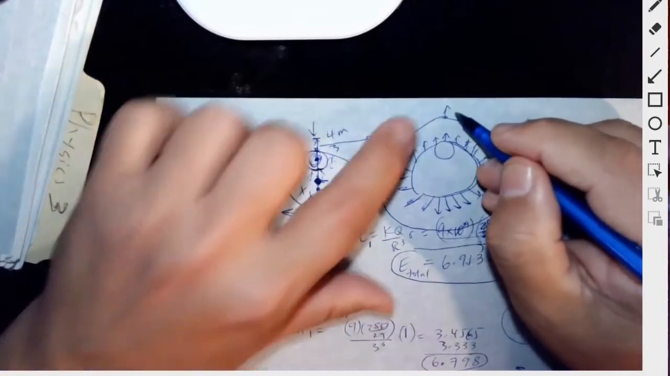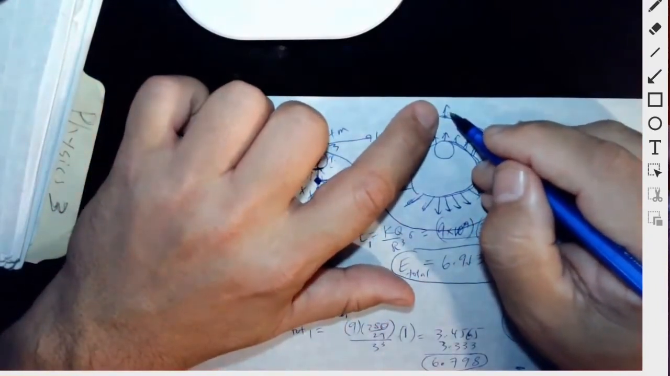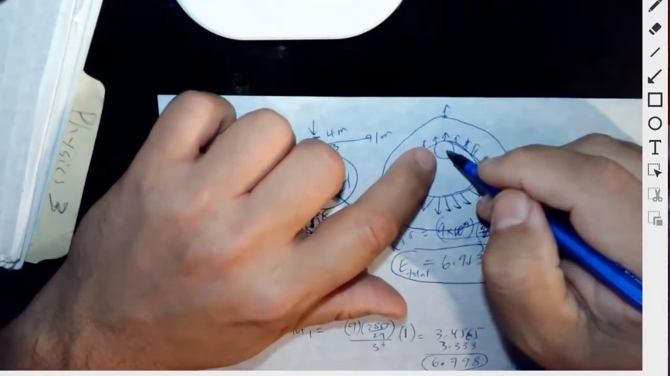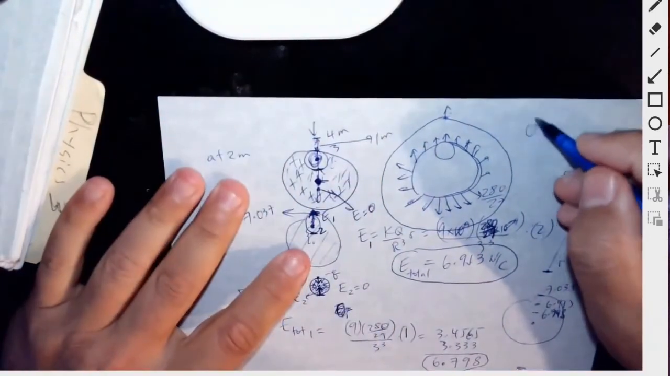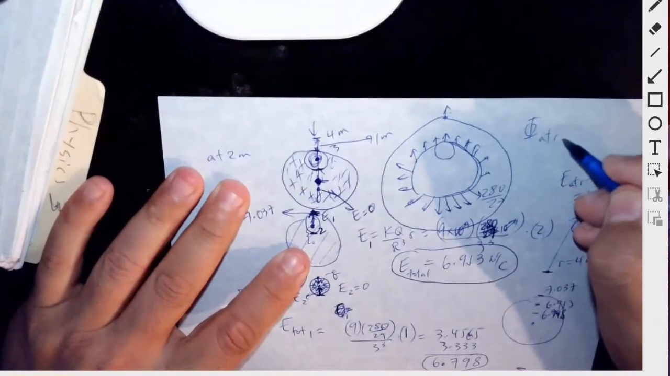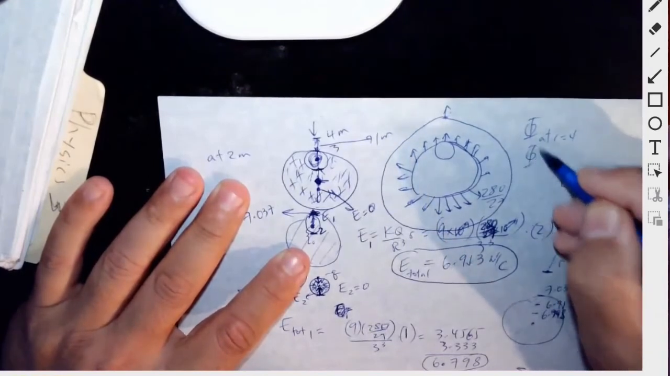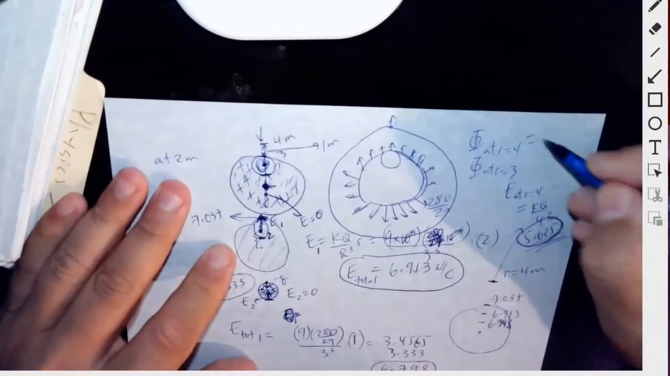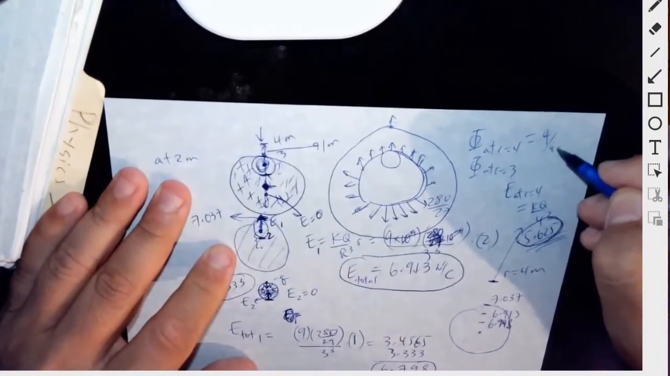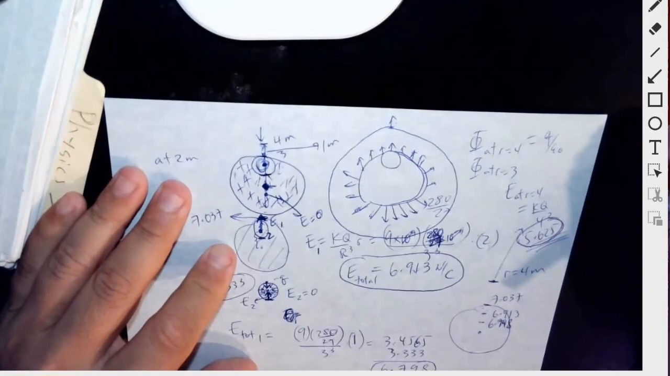Here, it's a bit weaker than when the hole was not there. But how about flux, though? How about flux at R equal to 4 and at R equal to 3? Well, flux is just going to be Q enclosed over E0. It's not really going to care.